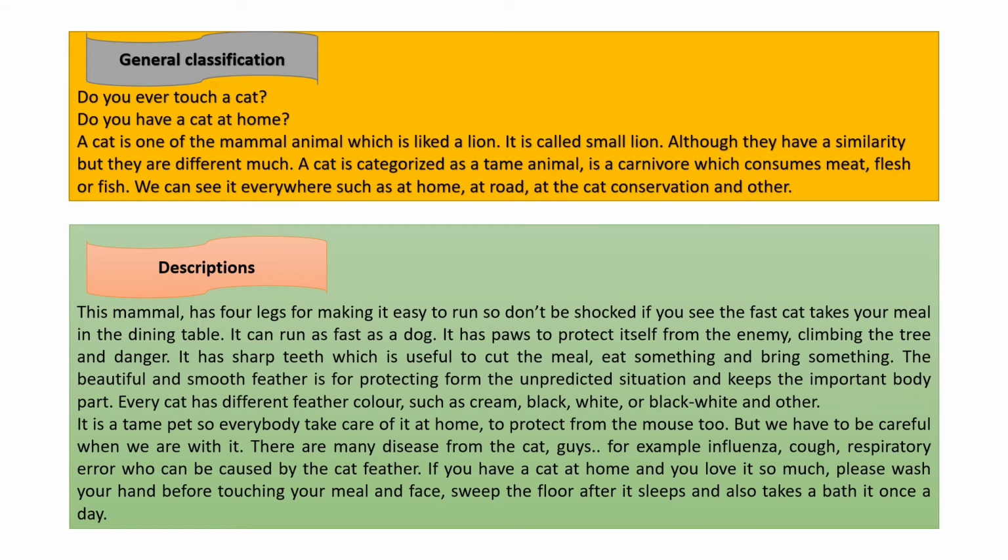So, after you read the text of cats, you may see the general structure or the generic structure of the report text. The first paragraph talks about general classification of cats, and the second paragraph talks about descriptions of cats.